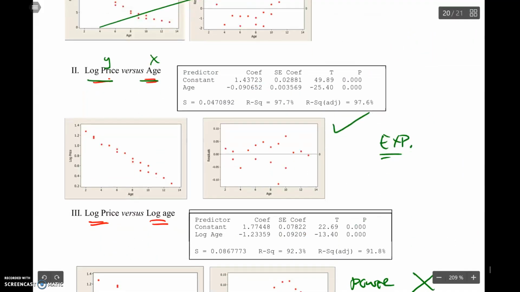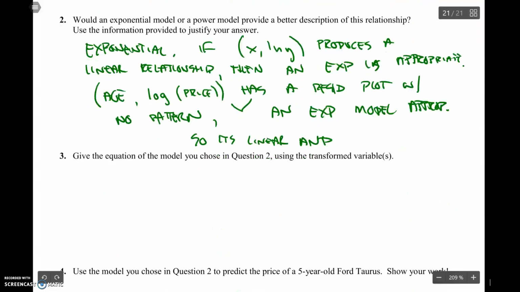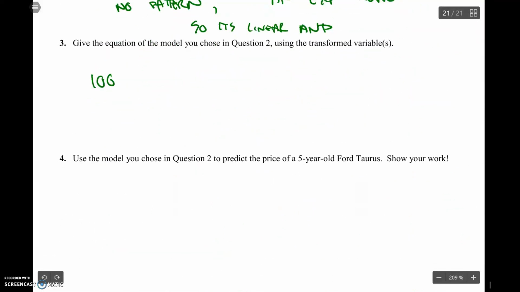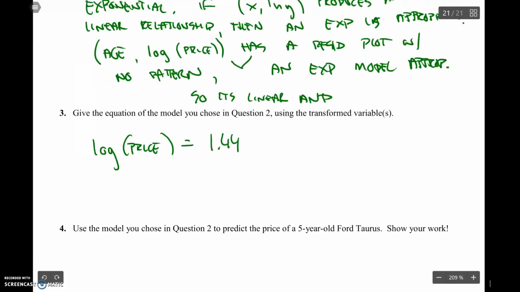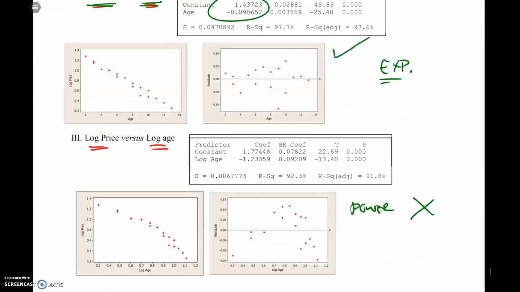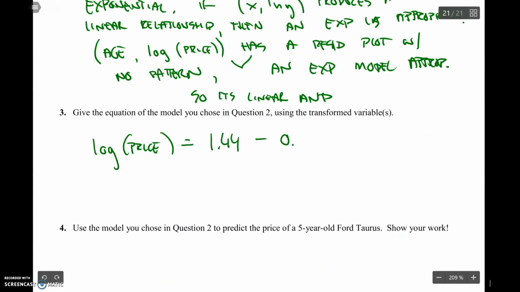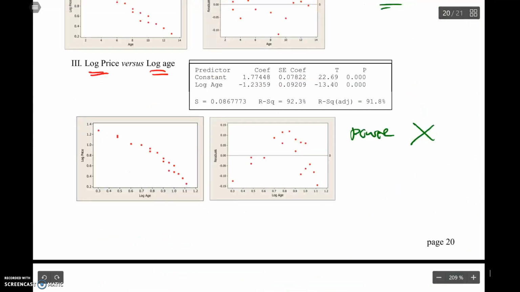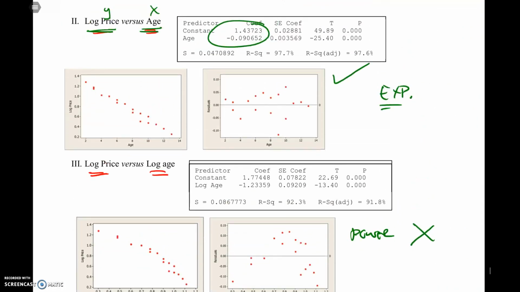Give the equation of the model you chose using transformed variables. Okay, so we have original x versus log price, and I've got a y-intercept of 1.44 and a coefficient of negative 0.0907. So we have log of price. I'm using capital Log. Log of price is equal to 1.44 minus 0.0907 times original age. Looks good to me.